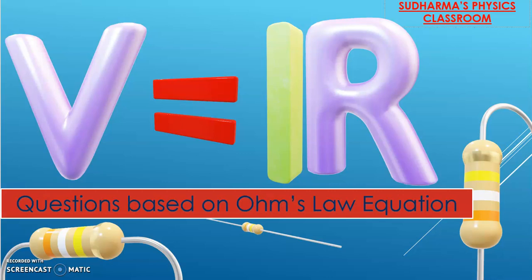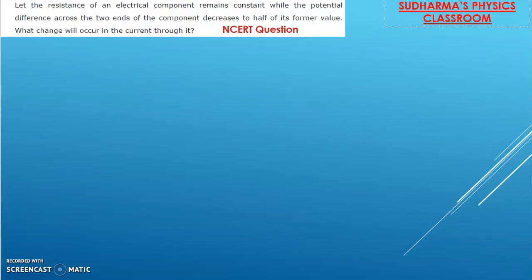Ohm's law states that when the physical conditions remain constant, the voltage and current in a conductor are directly proportional to each other. Okay, so from that we have derived the equation V equals IR, where V is the potential difference, I is the current, and R is the resistance. So today we are going to apply this equation and solve some numericals. So let's start with an NCERT question.